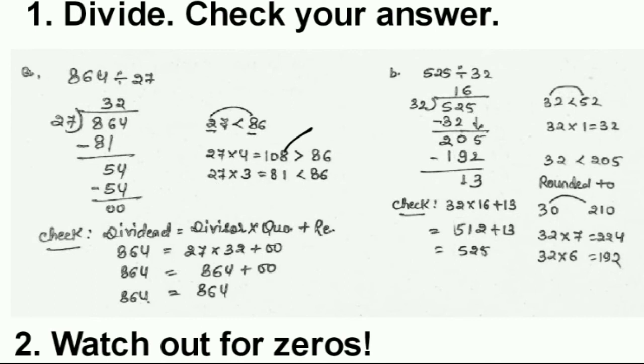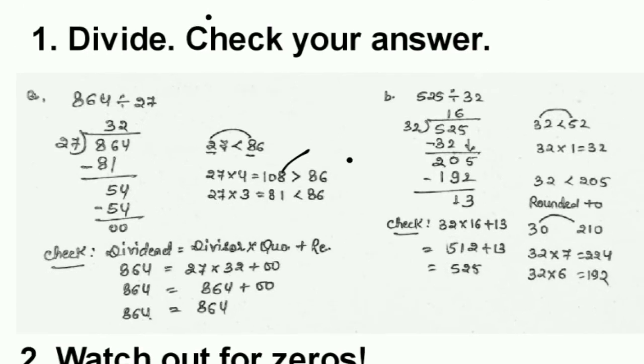Dividend equals divisor into quotient plus remainder. Okay. So second question, 525 divided by 32. In this one, first we match these two numbers with this number. So 52 is greater than 32. It means it will go by the one table only. 32 into 1 is 32. The remainder is 20 we get.